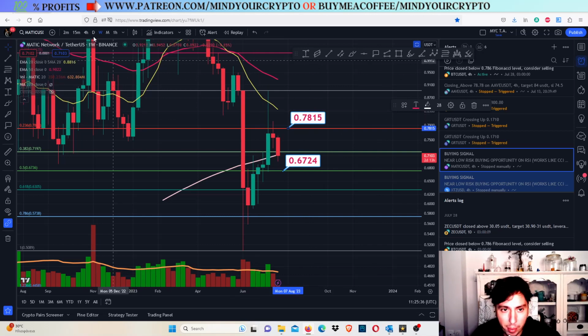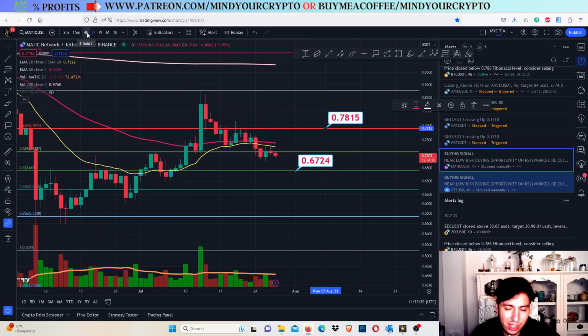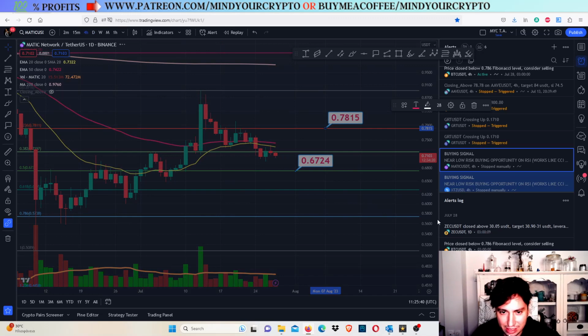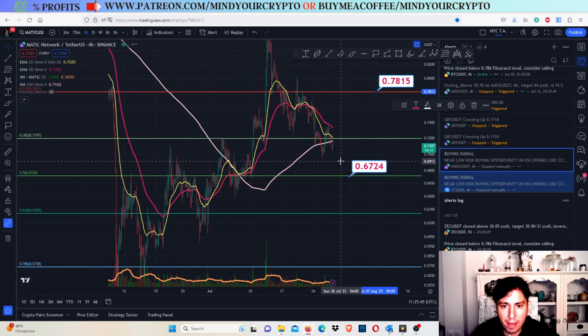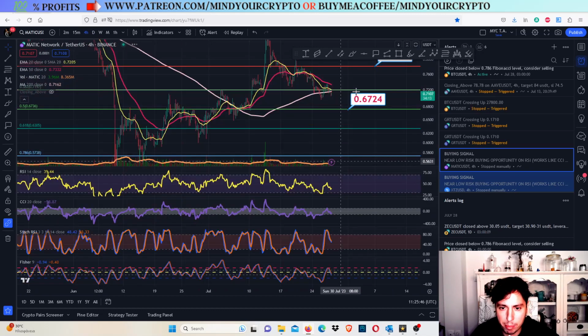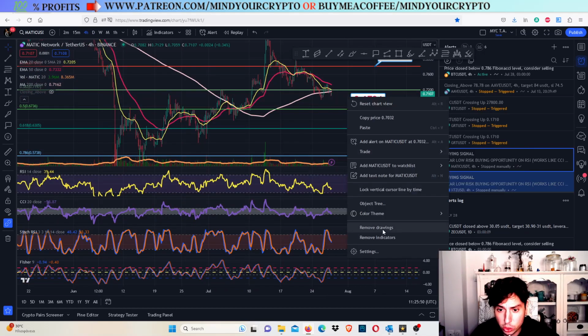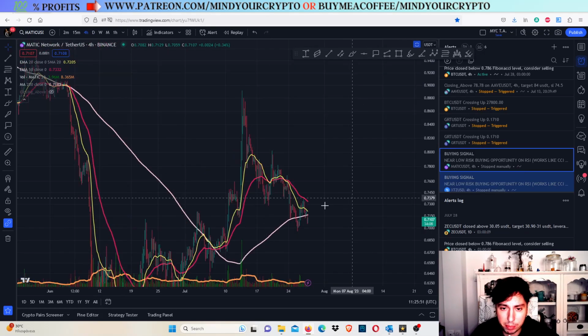Okay, but apart from that though, this theory seems a little bit unrealistic for now, because I cannot see how Matic is going to move all the way upwards. But this is why I'm here though, to provide the exact price targets, right?